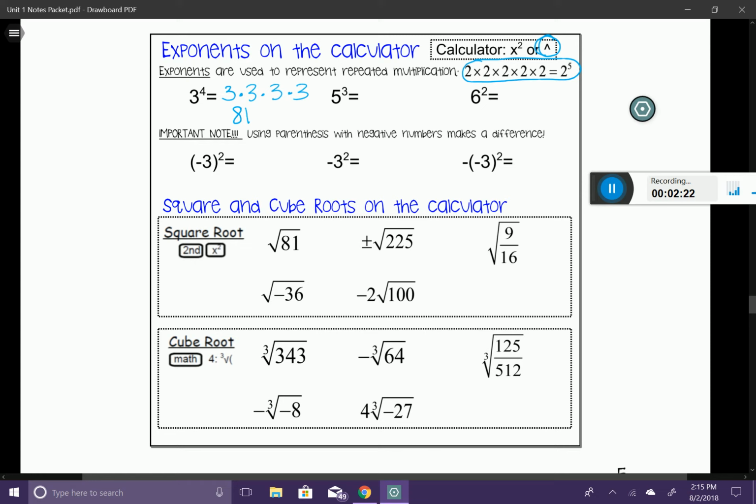So 3 raised to the 4th power. Go ahead and click 4. What you should see is 3 caret 4, and if you say equals, that's going to give you your answer of 81. So you can simply just do that right on your calculator.